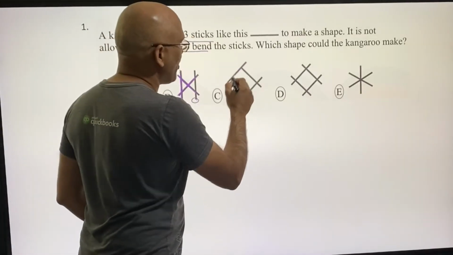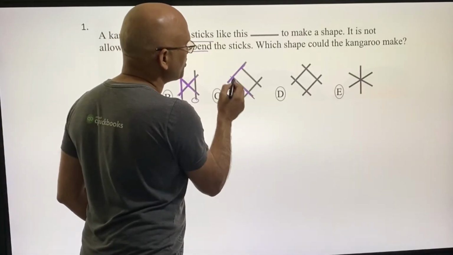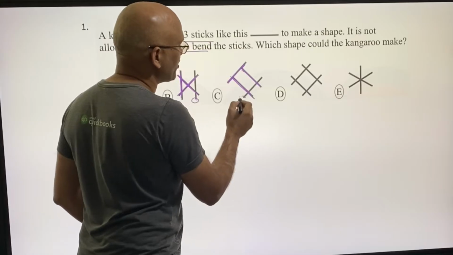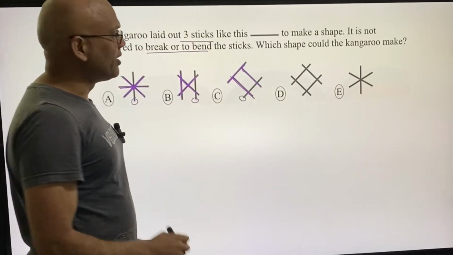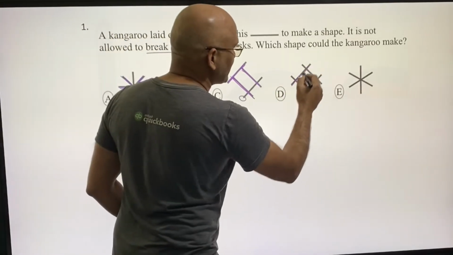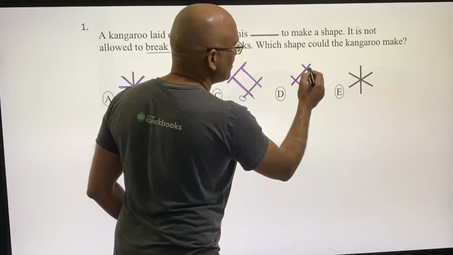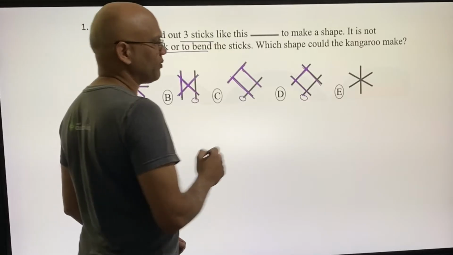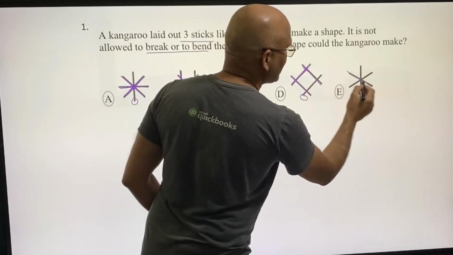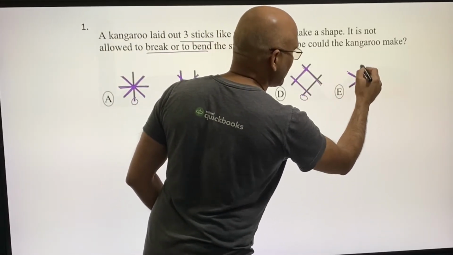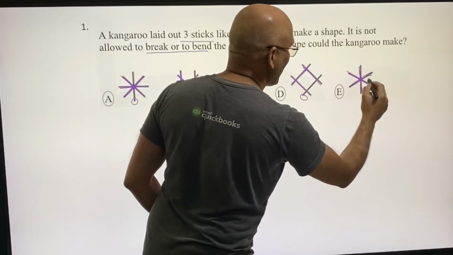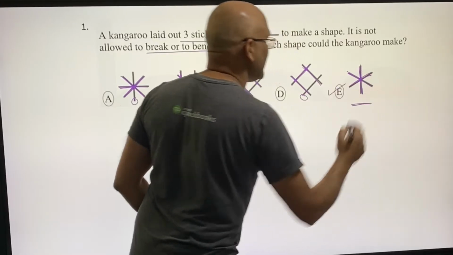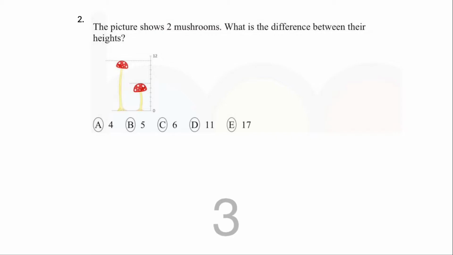Same way, 1 stick, 2 stick, 3 stick, so I still need another stick here. Same way, I need one more stick to make this. Here, 1 stick, 2 stick, 3 stick. So I can make this figure. Then E is the correct choice.